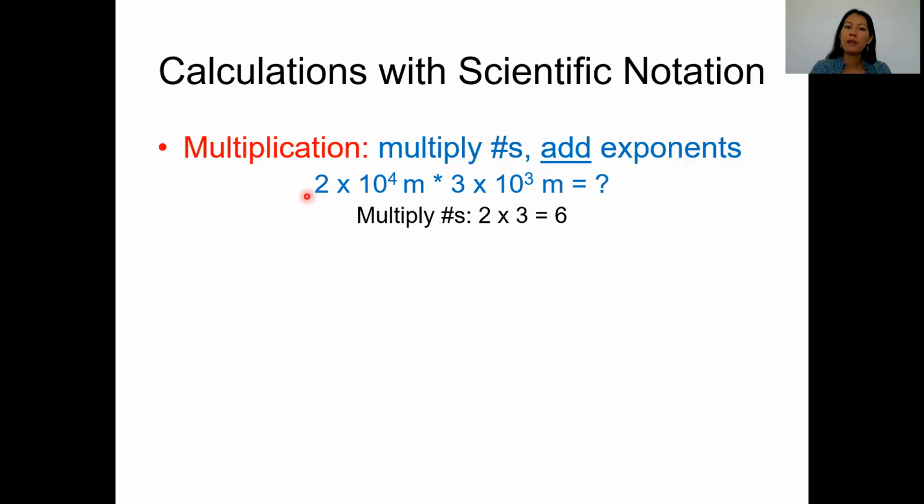So for example, if I had a number 2 times 10 to the 4 meters times 3 times 10 to the 3 meters, what do I get? First, I multiply the big numbers. 2 times 3, I get 6. Then I add the exponents. 4 plus 3 is 7.